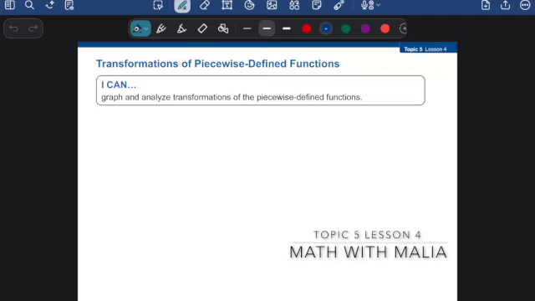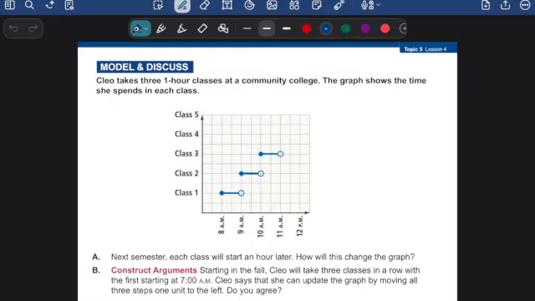Today we're doing Savvas enVision Algebra 1, Topic 5, Lesson 4, Transformations of Piecewise Functions. After this lesson, you'll be able to graph and analyze transformations of these piecewise functions. So just remember in Topic 3, when we did transformations of linear functions, the rules will apply in the same way. For the model and discuss, we have this graph.